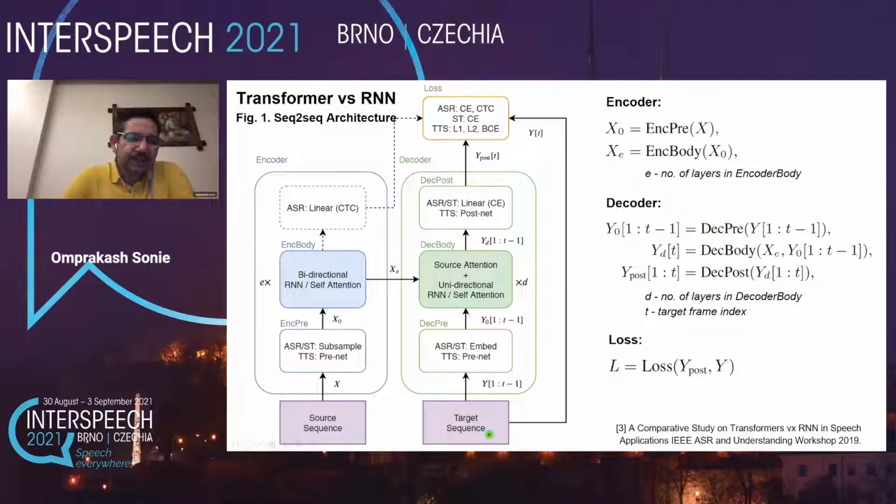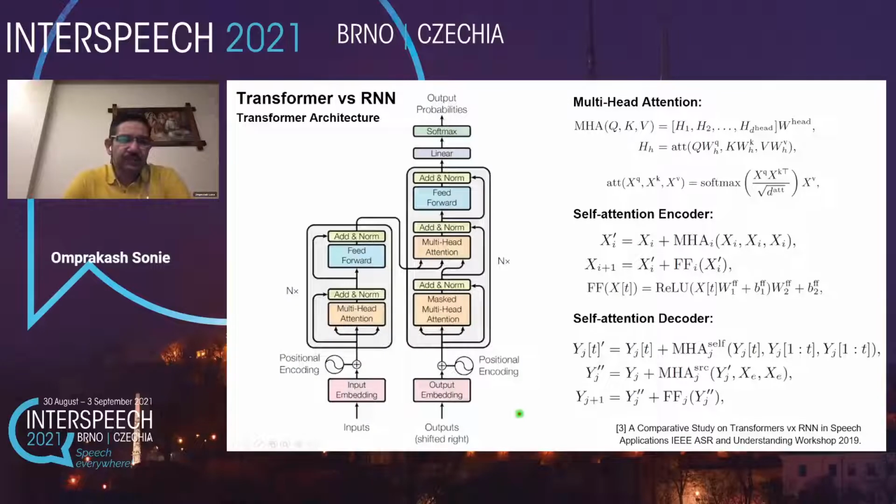And then in the case of a target sequence, you take from 1 to t minus 1, less than the current timestamp, all the predicted outputs, and then you do the pre-processing here, pass it through the decoder body, and then again do the post-processing, and then you do the loss function. Basically, you will try to find out the loss between the predicted output and the actual input.